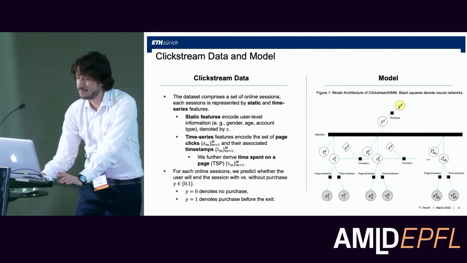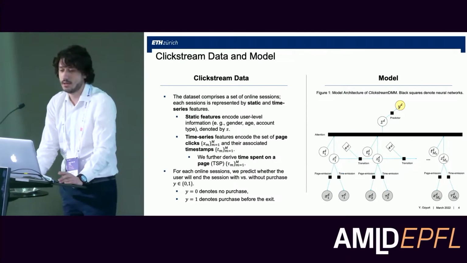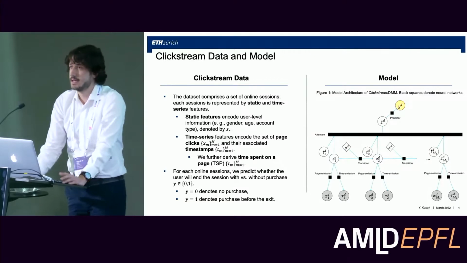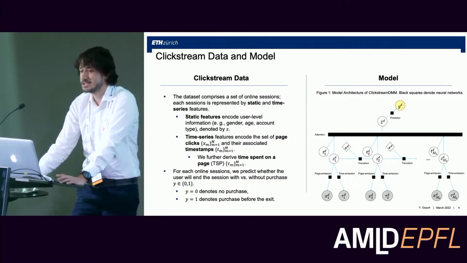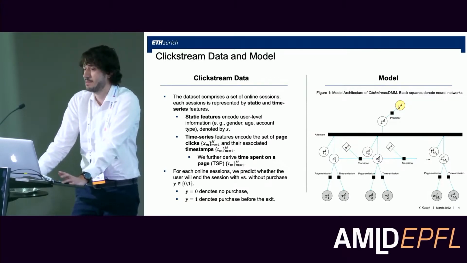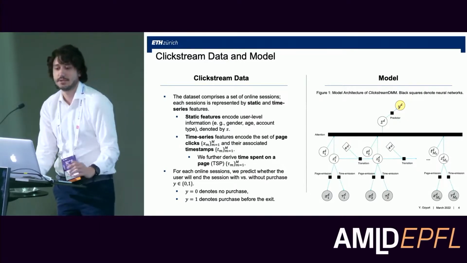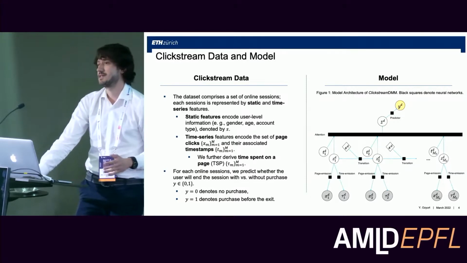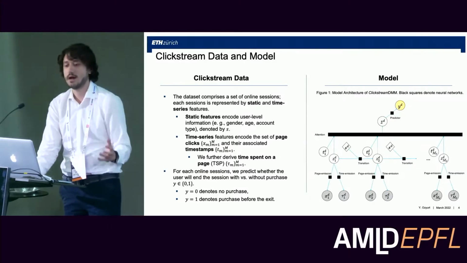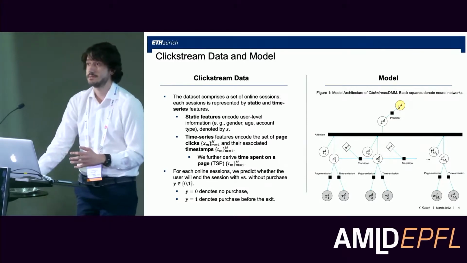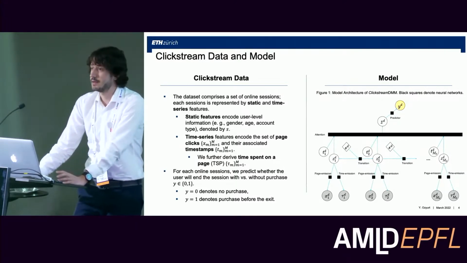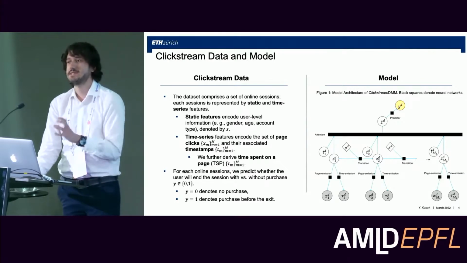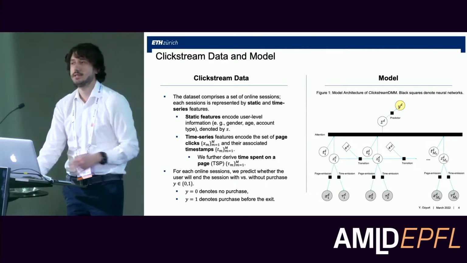Before diving into our model components, let's have a look at what kind of inputs we have in terms of the data set. Our data set comprises a set of online sessions where each session is represented by both static and time series features. Static features encode some user-level information such as the age, the gender, and the type of the account. On the other hand, we have time series features which encode the sequence of page clicks and their associated timestamps, showing exactly when each page click happened.